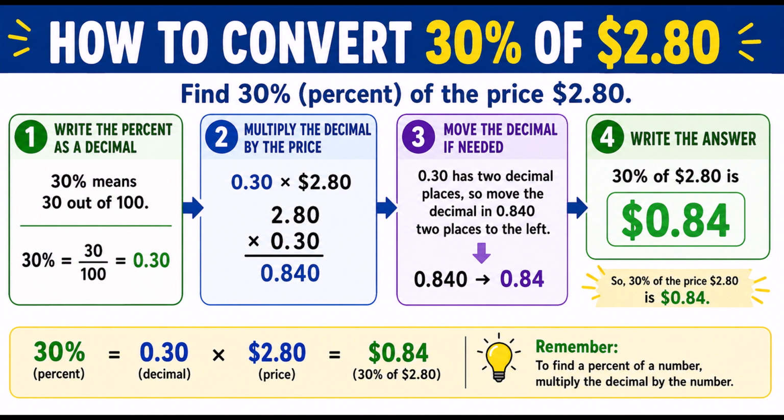Step 1, change the percent to a decimal. A percent means out of 100. So 30% equals 30 divided by 100, which will give us 0.30. Now try that with the calculator.